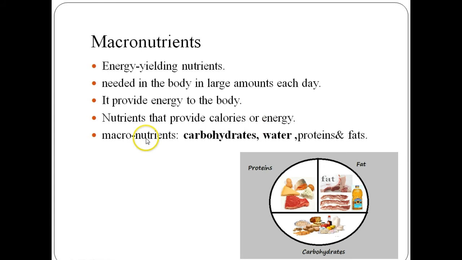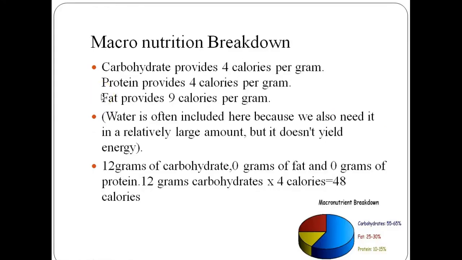There are basically four types of macronutrients. The first one is carbohydrates, then water, protein and fats. Each of these macronutrients provides calories. The amount of calories that each one provides varies. Carbohydrates provide 4 calories per gram, protein provides 4 calories per gram and fat provides 9 calories per gram.